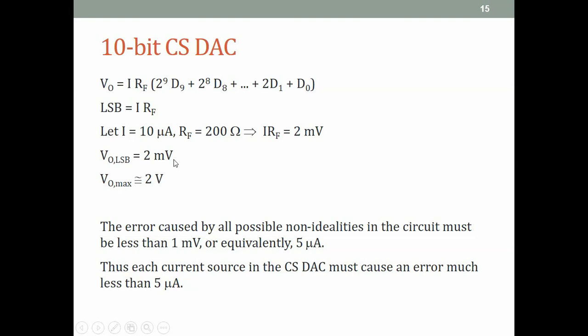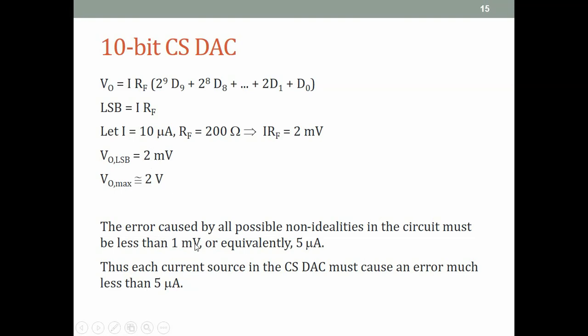Now, because we want the output to change by only 2 millivolts when the least significant bit changes, that means that all the errors due to non-idealities in any circuit, all put together, must add up to less than 2 millivolts. And usually the rule of thumb is that the sum of all the errors must not be more than half of the LSB, so it should be 1 millivolt.